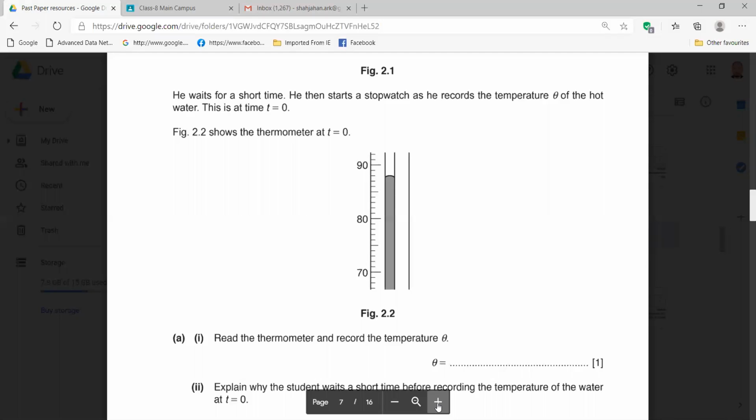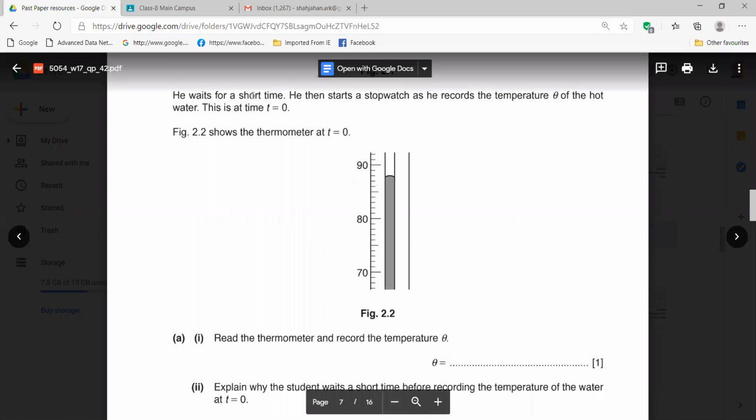What is the temperature reading here? Sir, this is 87.5. How much, Adrita? Close to 88, but 87.5. So it is upper meniscus, right? Yes, sir, the upper meniscus. We should take the reading of the upper meniscus. That's why it should be 88. So right here, everyone take the notes. A1, the answer is 88.